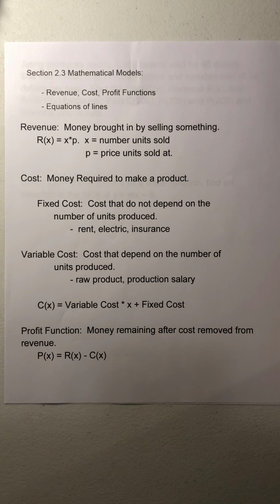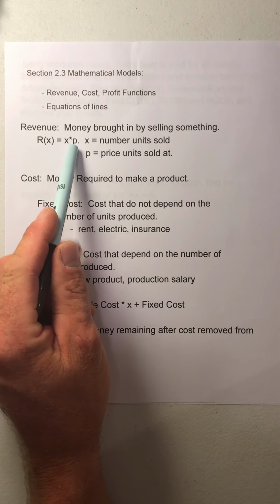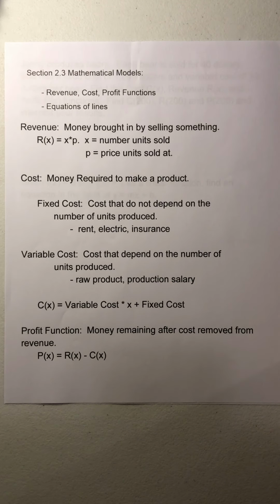So let's go ahead and dive in to our economic portion of it, revenue. Revenue is money that we bring in by selling something. So if I sell balloons for $3 a piece, to figure out my revenue, I would take 3 times the number that I sell. So my P, in this case, would be my price, and my X would be the quantity sold. So think about R of X, the capital R of X. Very important that we denote those differences. It is X times P, or the number of units sold times the price that we sell it at.